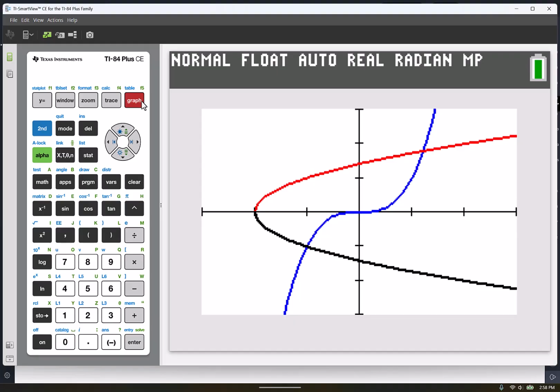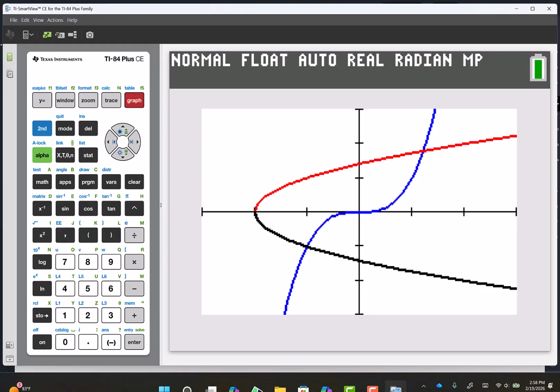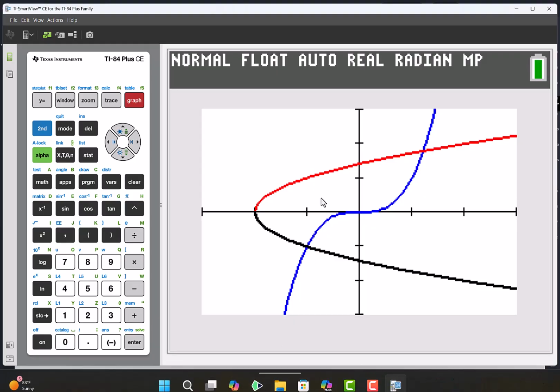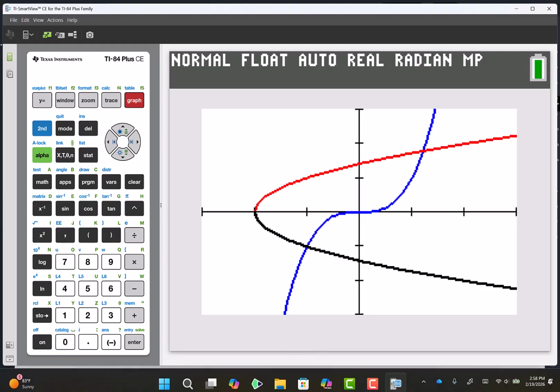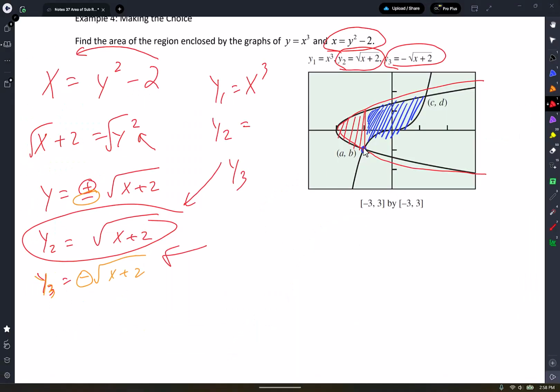The lower limit is negative 1. I can tell that pretty quickly. Negative 1 to the third power for the x cubed is negative 1. And if I plug negative 1 into the negative branch, the negative square root of x plus 2, I get negative 1. If you plug it into the positive branch, you'll get a 1. So this point down here is negative 1.